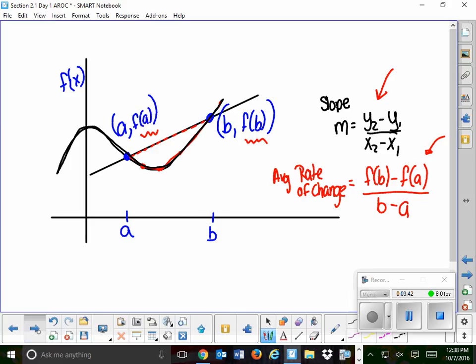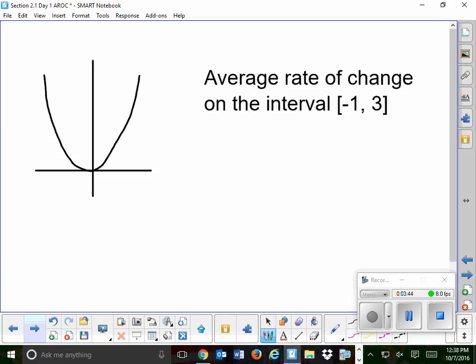So let's try this. I want you to find the average rate of change on the interval of -1 to 3. This is your domain that I'm looking between, okay? So this is an awful graph, but let's pretend it's y equals x squared. Between when x is -1 and when x is 3, what's the average rate of change here from this point right here to this point up here? And I want to know what's the average rate of change between those.